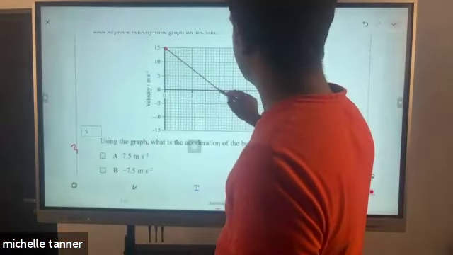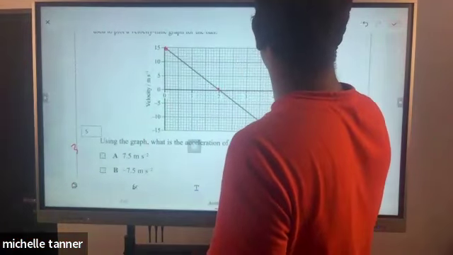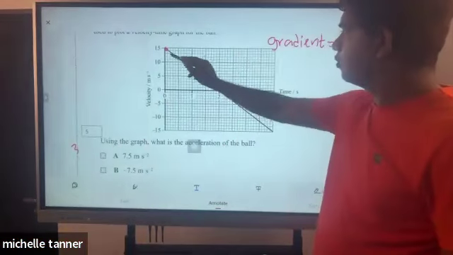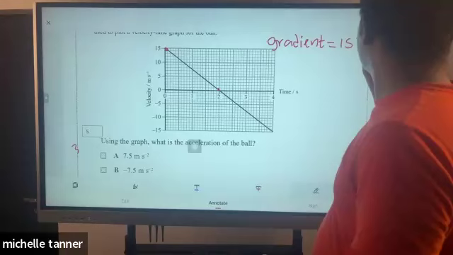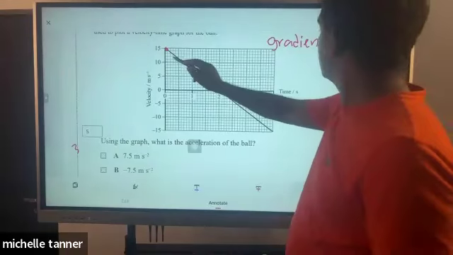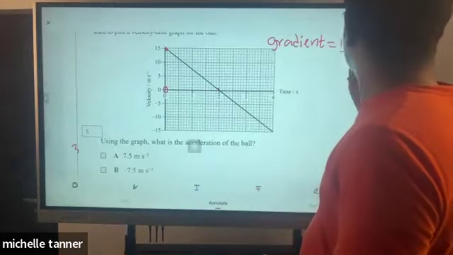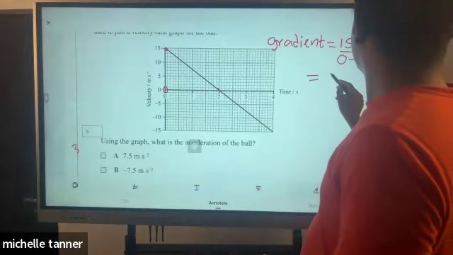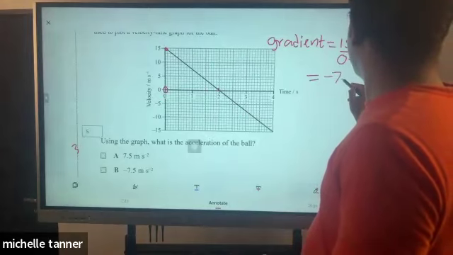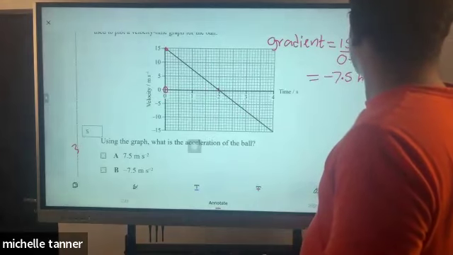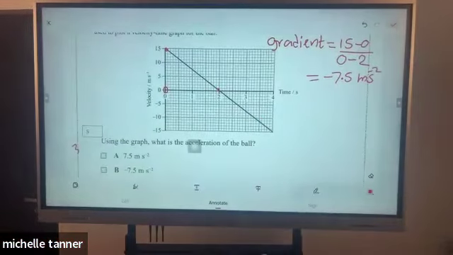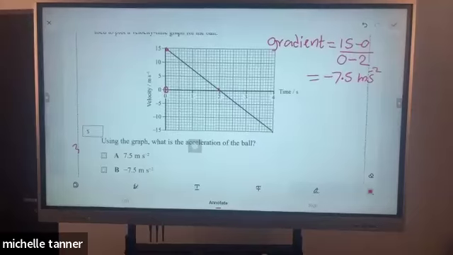Here 15, 0. Now, the gradient equals 15 minus 0 over the corresponding coordinates, 0 minus 2, right? Then 15 over minus 2 is minus 7.5 meter per square second. Is it clear, Pradhan? Yes, sir. Right, good.